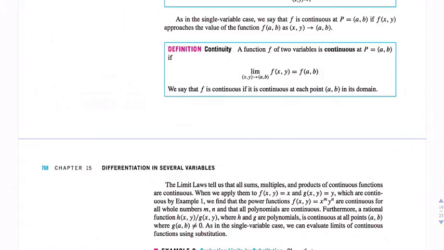A function f of two variables is continuous at a point P equal to a comma b if the limit as x, y approaches a, b of our function is equal to the value of the function at the point a, b. So we say that f is continuous if it is continuous at each point a, b in its domain.